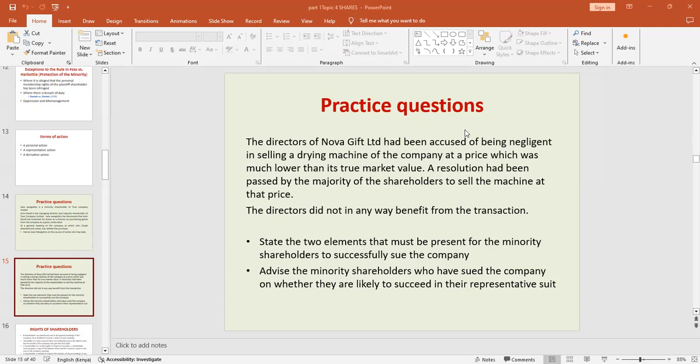The minority must prove that the shareholders benefit from the action which they did. Right? So that means the majority shareholders are liable or not. Is there anything wrong here?